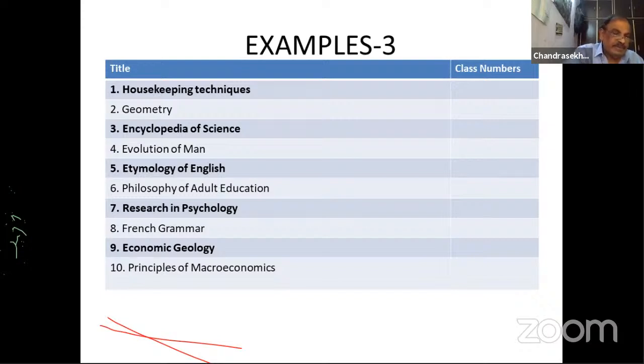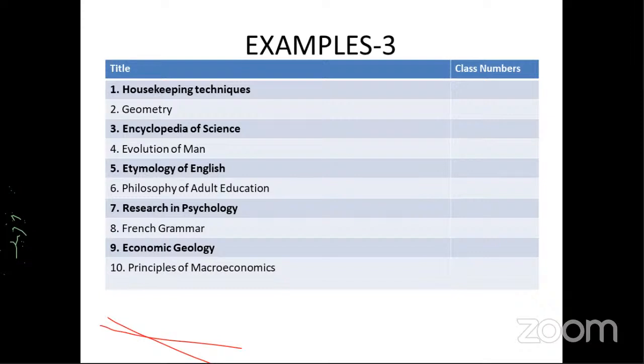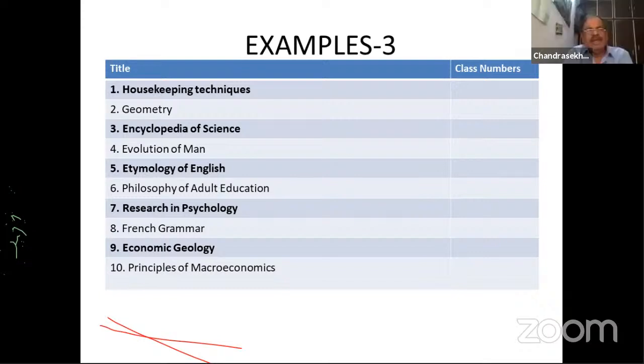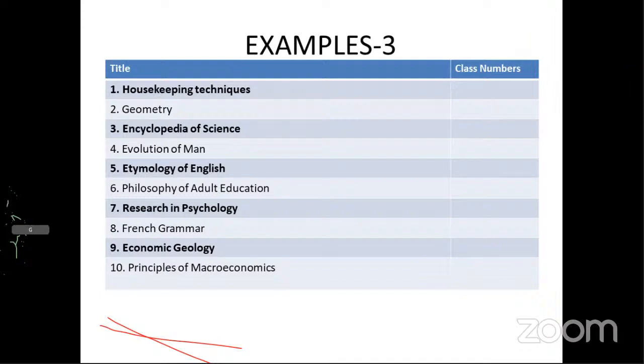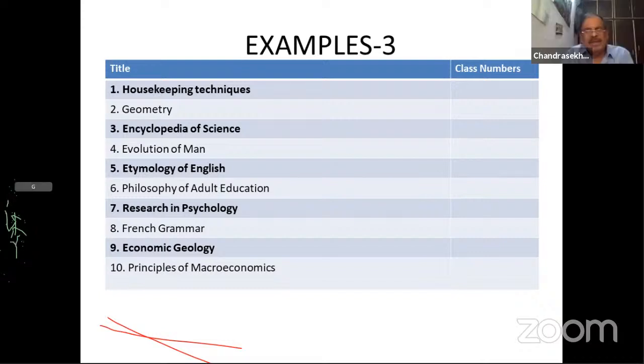For example, if I say etymology of Telugu, what is the Telugu number I told you? Telugu language, what did I tell you? 494. 400 is languages, sir, 800 literature. Yes, 494.827 is the Telugu language. We add etymology. What is the number for etymology?